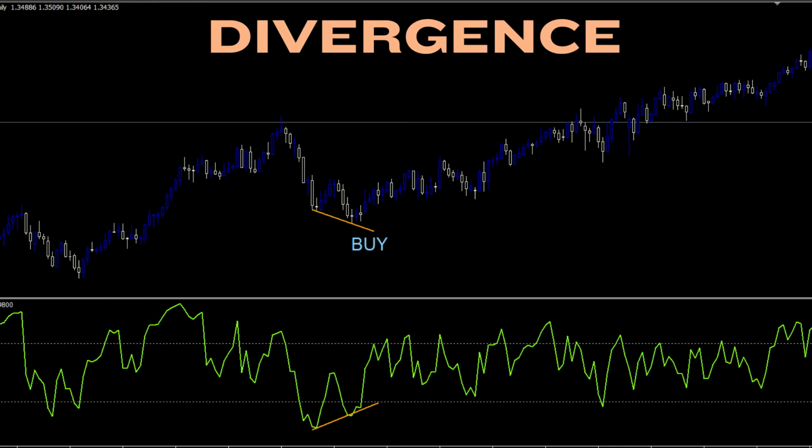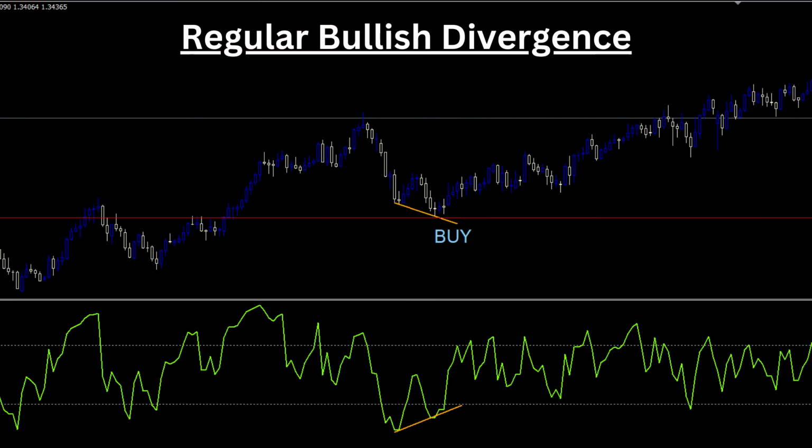Okay, so what is divergence? It is when the price of something moves one way, but an indicator like RSI or MACD moves the opposite way. It's kind of like a hint that the trend might change in the market. There are different types of divergences, but the focus of this video is only on regular bullish and bearish divergence.